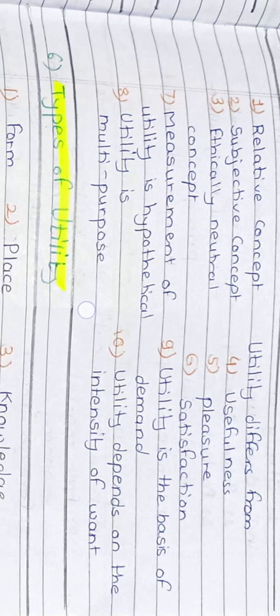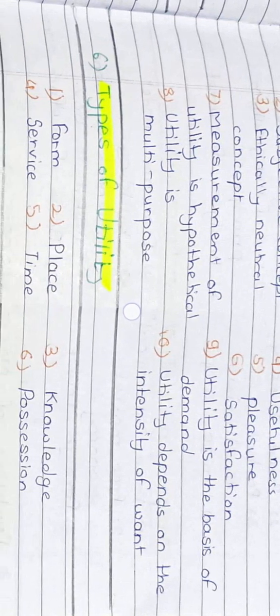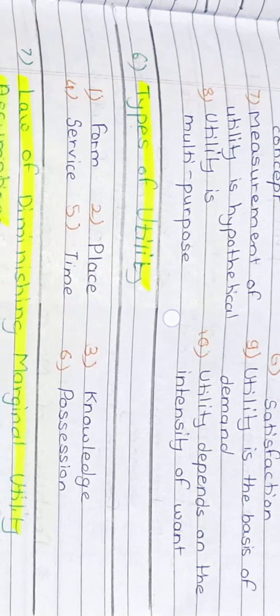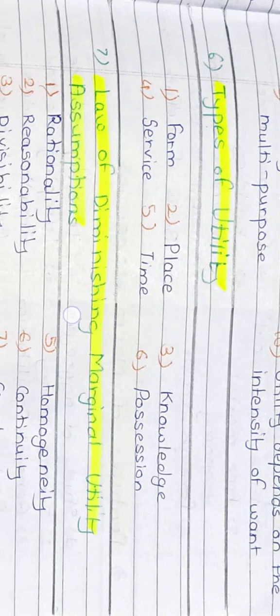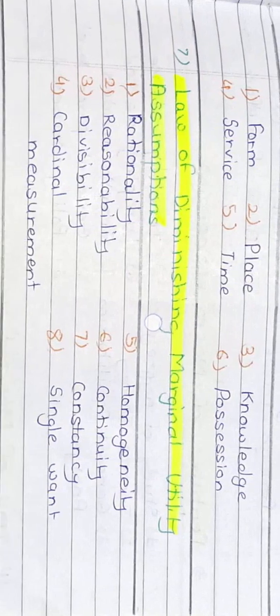Now let's see types of utility. First is form utility, second is place utility, knowledge utility, service utility, time utility, and possession utility.